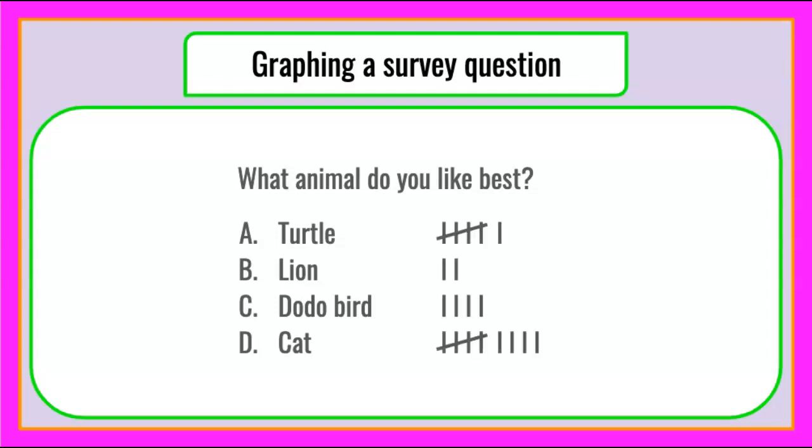Now, when we make our graph, we need to include all of our data. What animals everyone chose. So out of 21 people, we got 6 votes for turtle. This line through our 4 tally marks right here tells us that we have 5 votes here. So 5, 6. We had 2 votes for lion, 4 votes for dodo bird, and we had 5, 6, 7, 8, 9 votes for cat.